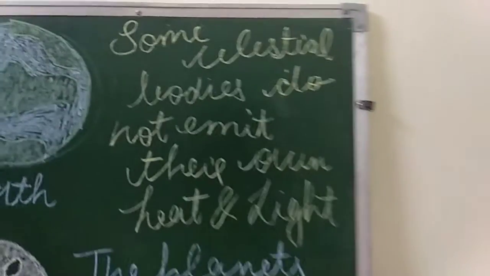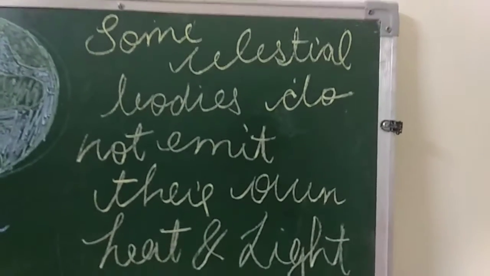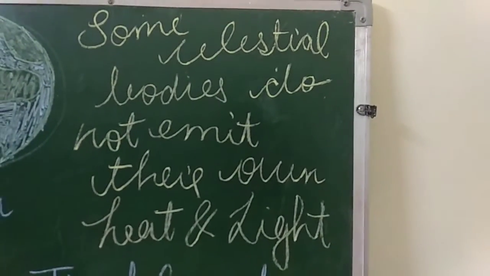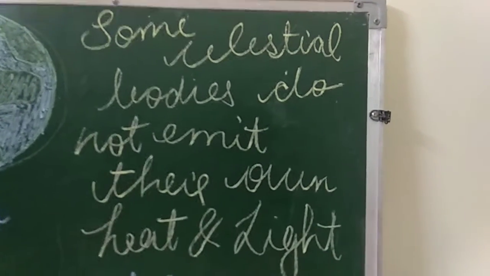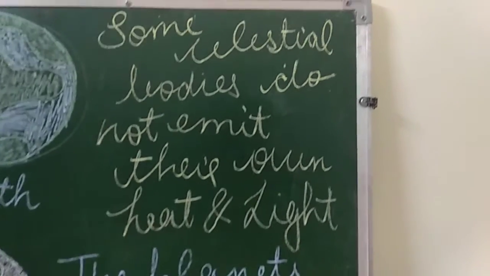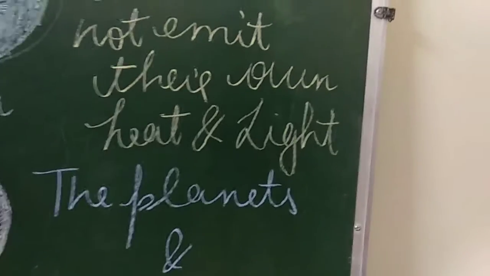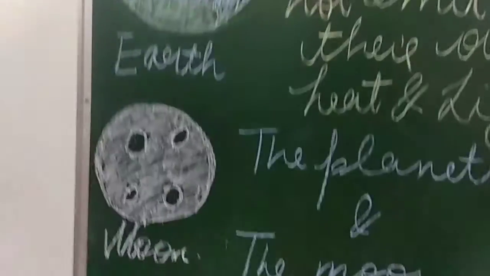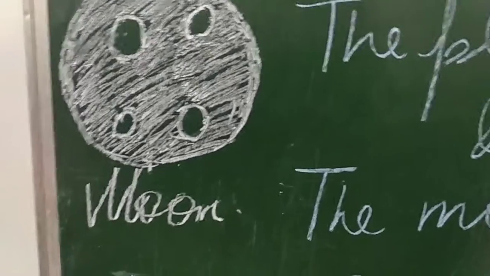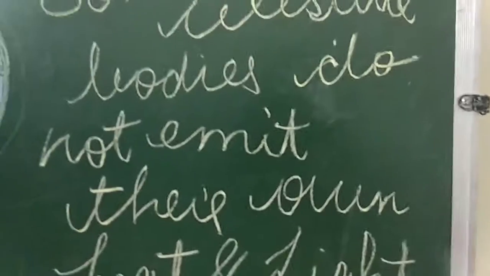Apart from those celestial bodies that emit their own heat and light, there are also some celestial bodies that do not emit their own heat and light and reflect the sun's light. For example, the moon. It does not emit its own heat and light. It reflects the sun's light.